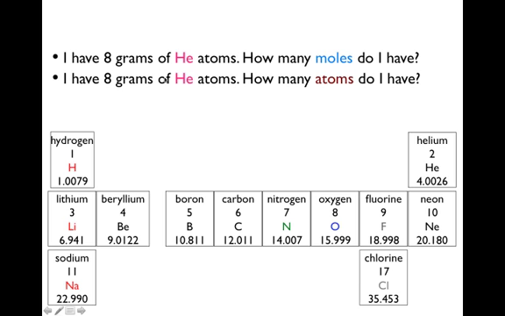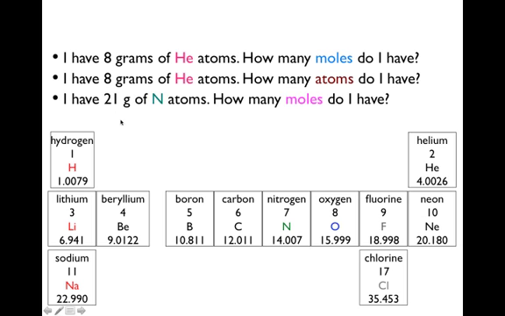The first step is you say, I have 8 grams of helium. How many moles of helium do I have? Well, I have 2 moles of helium. If I have 2 moles of helium, how many atoms is it? Well, it's 2 times Avogadro's number, or 2 times 6.02 times 10 to the 23.